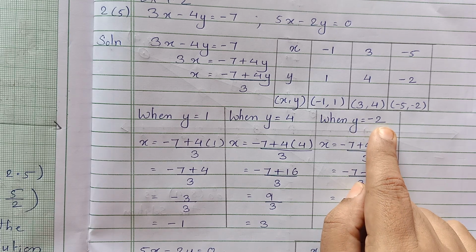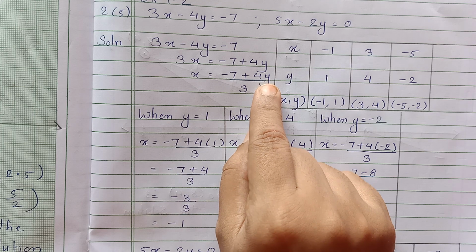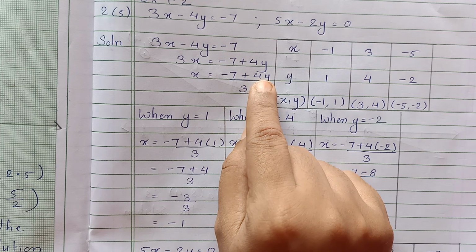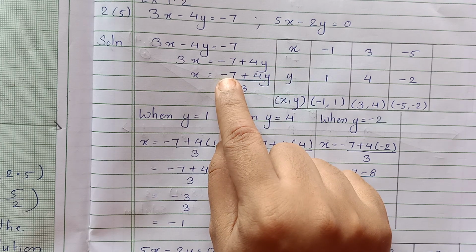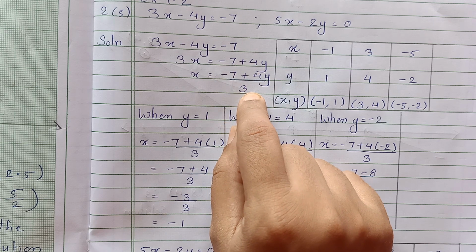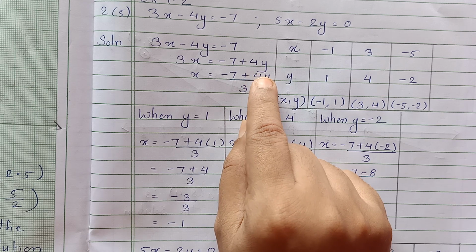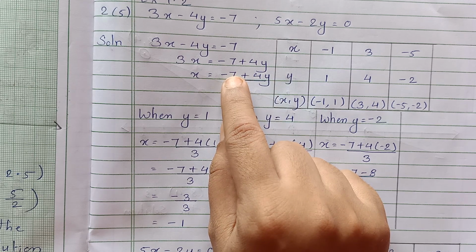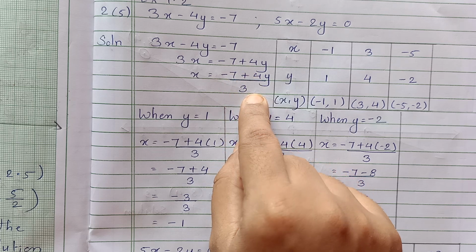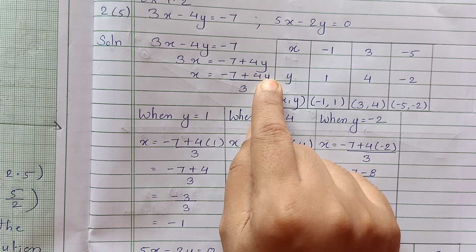You can keep trying values of y, children. You can try the value of y as 3. 4 threes are 12. 12 minus 7 will give you the answer 5. Again 5 upon 3 will be a decimal. Try the value of y as 5. 4 fives are 20. 20 minus 7 will give you 13. 13 upon 3 will give a decimal answer. So you can randomly try values.